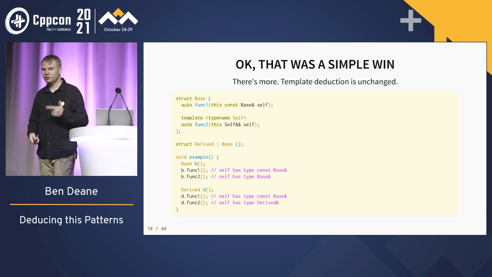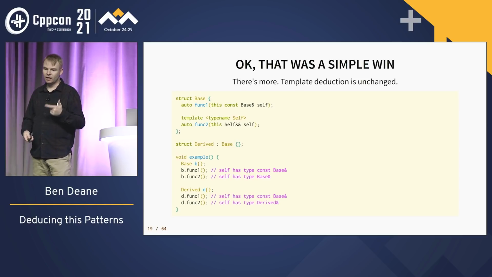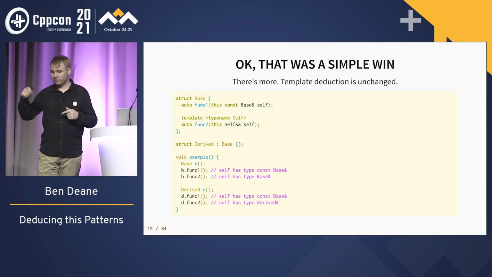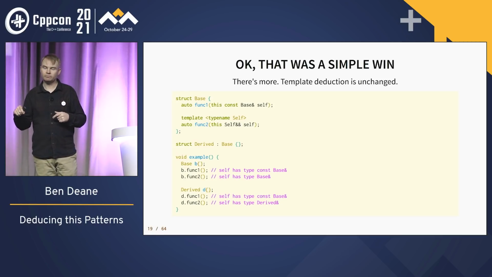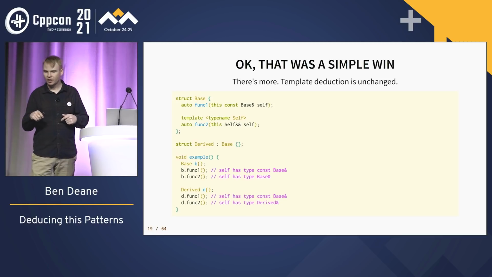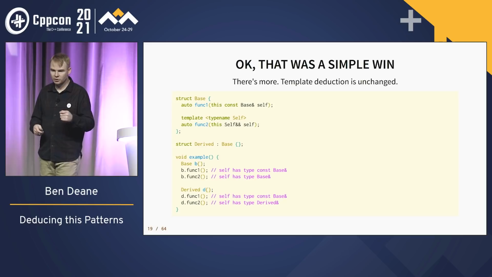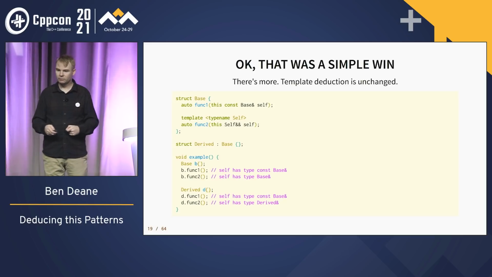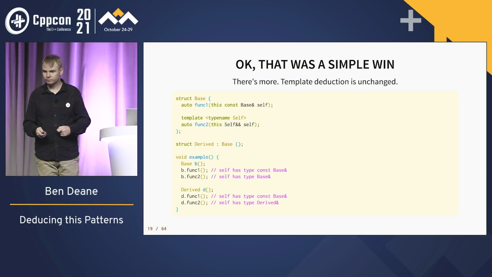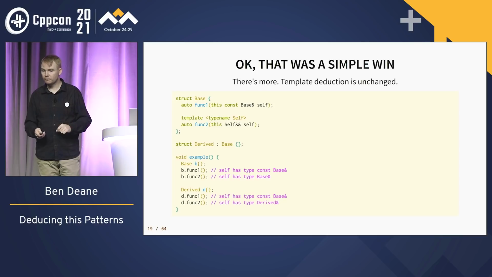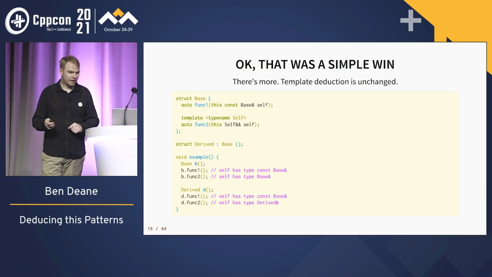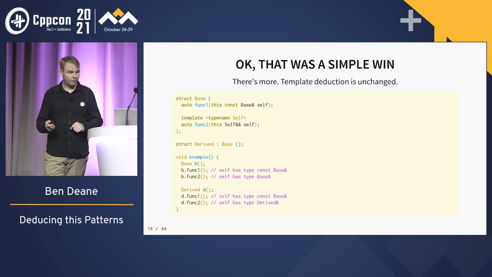When we call through the derived class, func1 still is a base ref, right? Still is const base ref. But func2 uses the deduction and it deduces the statically most derived type. So we get the derived L-value ref. This is very important because this turns out to be very powerful.